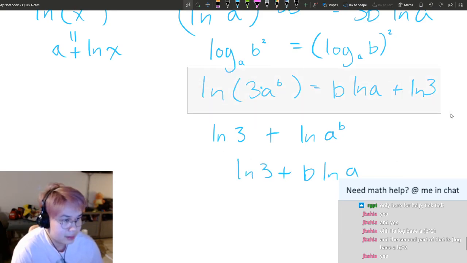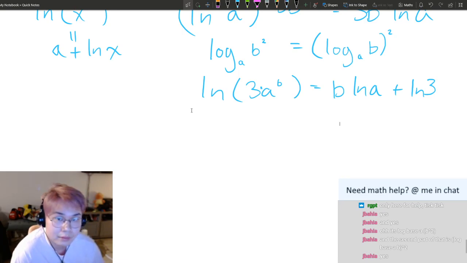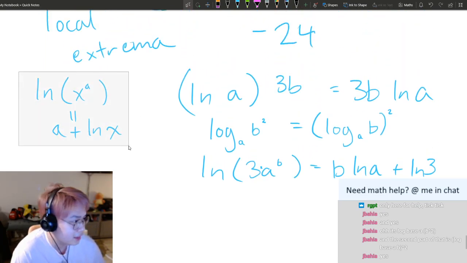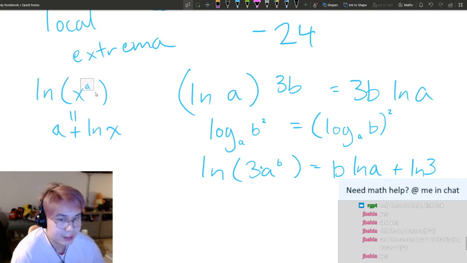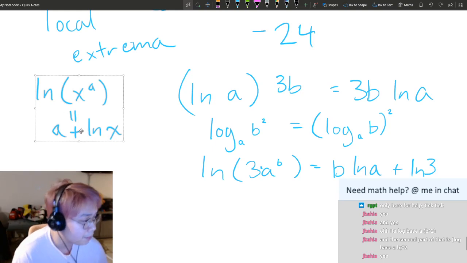So this one should be true. This one is not true, because if you're going to use the exponent, it becomes a coefficient, right? So it's not a plus, it's a times. So this one is false.